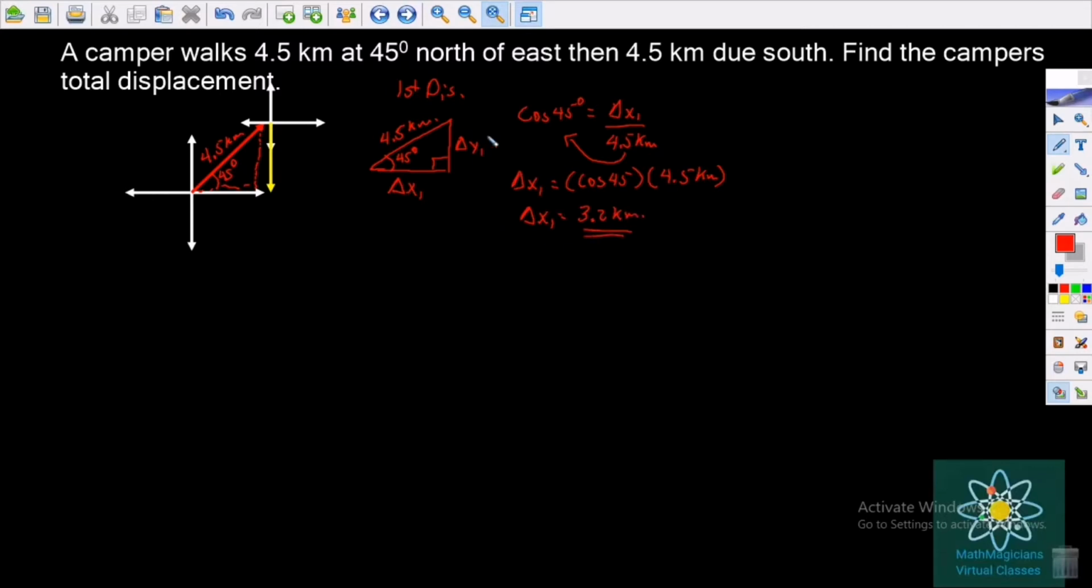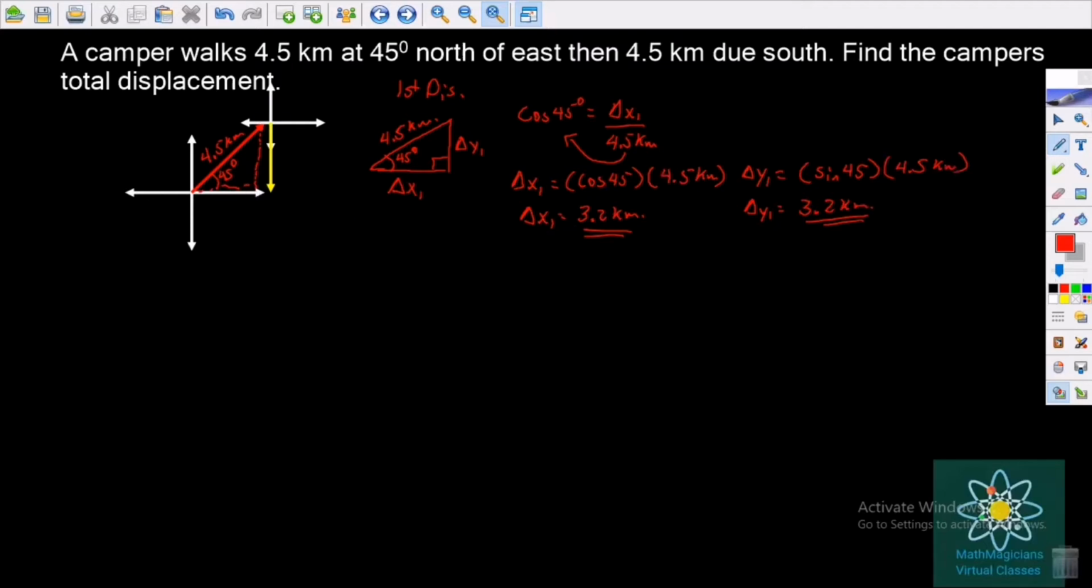Now we need to find our vertical component. Since we already know that cosine was for delta x, that means that delta y one would be with sine. Sine of 45 multiplied by 4.5 kilometers. We make this multiplication, sine of 45 times 4.5, and I also have 3.2 kilometers. I have my two components for my first vector.